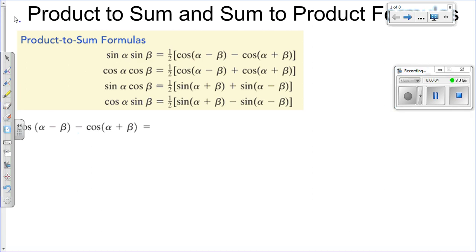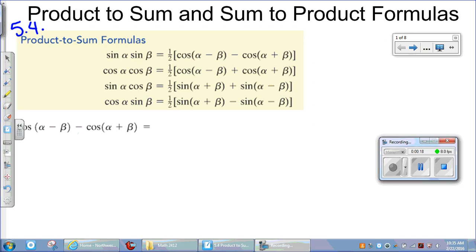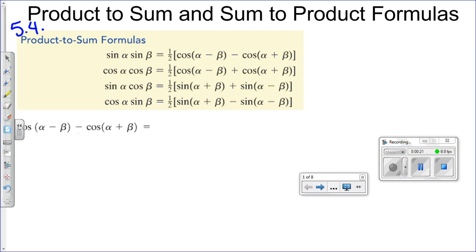Today we'll cover section 5.4, which is product to sum and sum to product formulas. In the previous section, 5.3, we covered some formulas, and one of those was the formula to find the cosine of the difference of two angles. And then we had another formula used to find the cosine of the addition of two angles. Do you guys remember those? Anyone who has their notes available could tell me?